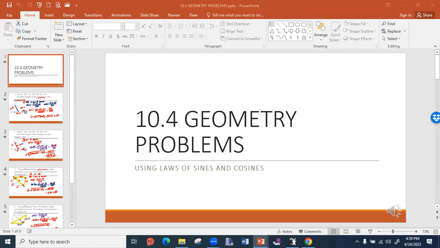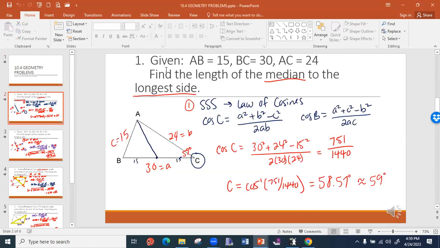Okay, so let's go over what took place in the video that you watched. First, we were given a triangle, and the measurements are AB equals 15, BC was 30, and AC was 24. It asked us to find the length of the median to the longest side.